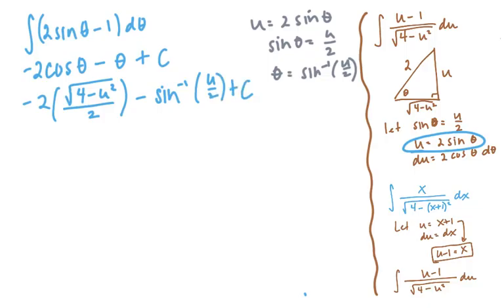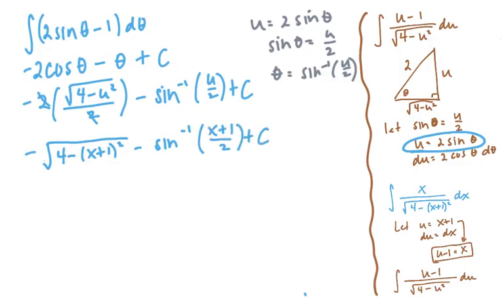So we have inverse sine of u over 2 plus c. Now u is not the variable we started with. u equals x plus 1. So we're going to say negative 2. Oh, those 2's can cancel. So we just have the negative in front of the parentheses. So we have negative, in front of the square root, 4 minus x plus 1 squared, minus inverse sine of x plus 1 over 2 plus c.